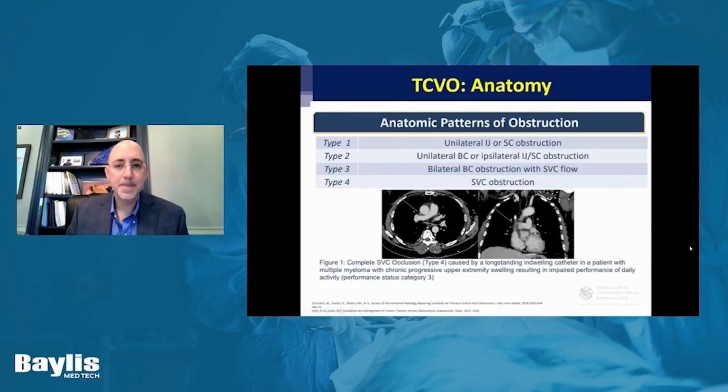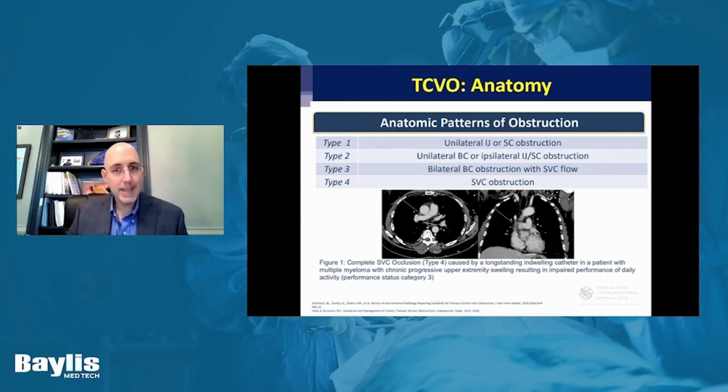oncologic devices. So when we talk about TCVO anatomy, there's certain patterns of obstruction or occlusion. I'm not going to go through it, but there's different types, everything from a unilateral jugular or subclavian obstruction, which tends to be less symptomatic, than a total SVC or bilateral brachiocephalic vein obstruction.